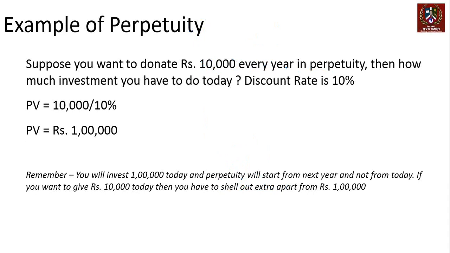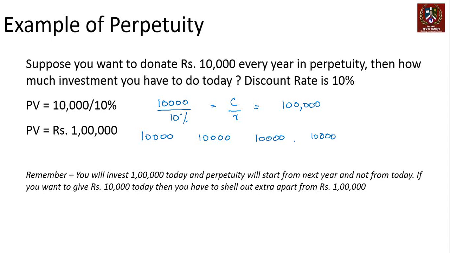So if you want to donate rupees 10,000 every year in perpetuity, then how much investment you have to do today? Discount rate is 10%. If you invest 1 lakh rupees, which is arrived by dividing 10,000 by 10%, as C by the rate, that's going to give you 1 lakh rupees. If you invest 1 lakh rupees into the bank account today and that gives you 10% every year, that 10% every year will keep giving you 10,000, 10,000, 10,000 every year, which you can donate to the cause, whatever cause you're looking to, right? So that's a simple calculation.